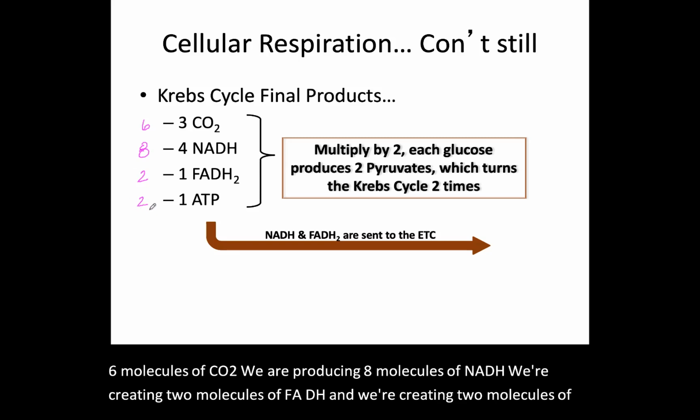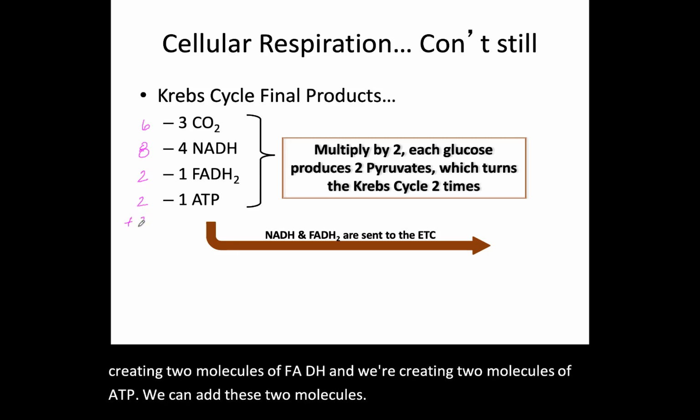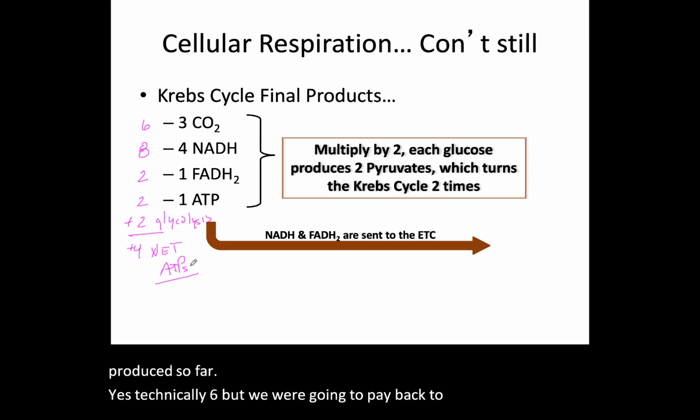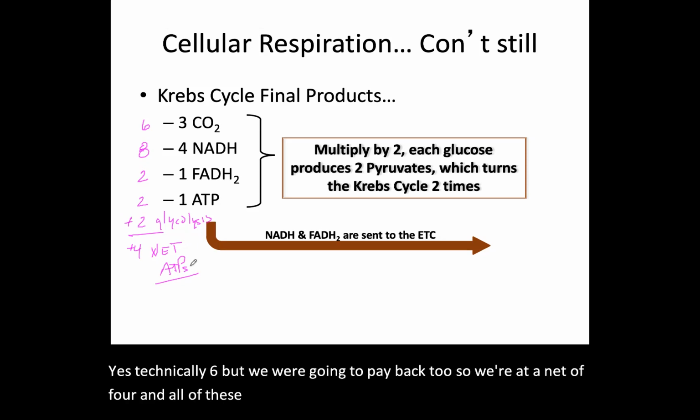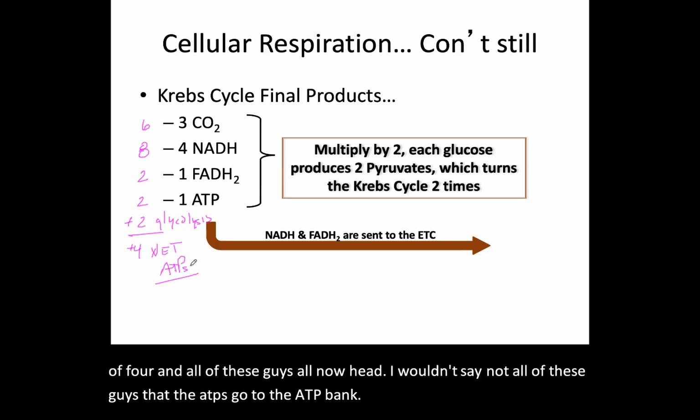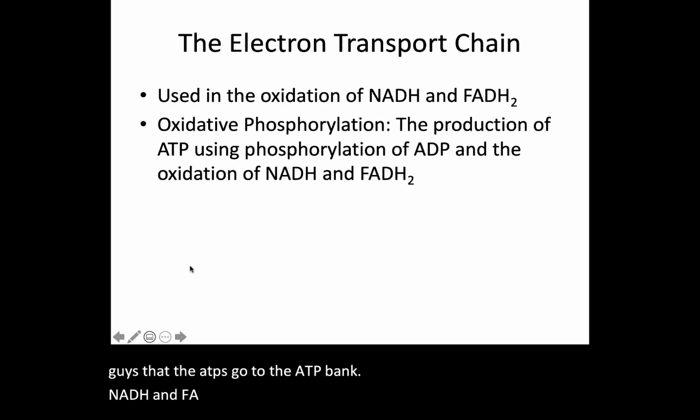We can add these 2 molecules to the 2 from glycolysis. And now we have 4 net ATPs produced so far. Yes, technically 6, but remember we had to pay back 2, so we're at a net of 4. And not all of these guys, the ATPs go to the ATP bank. NADH and FADH2 now go off to the electron transport chain.